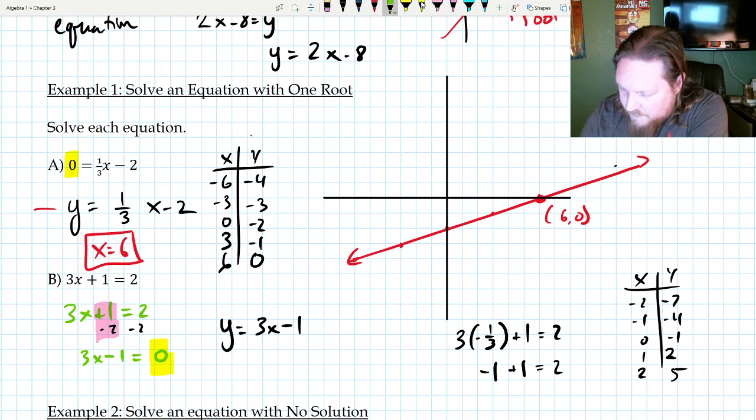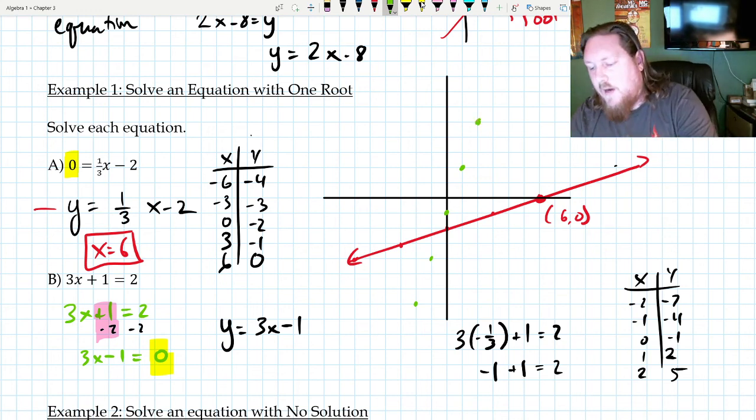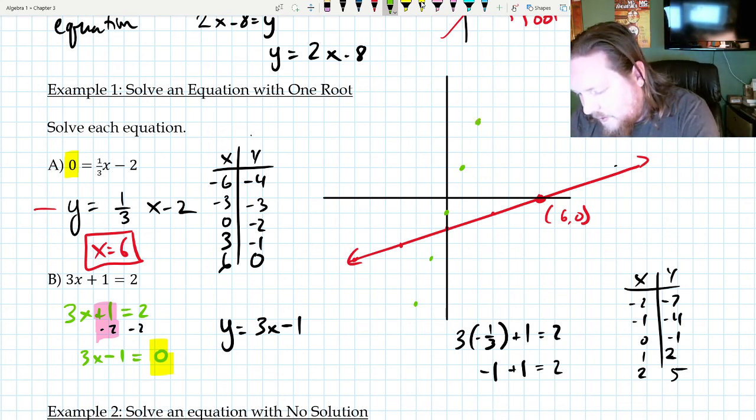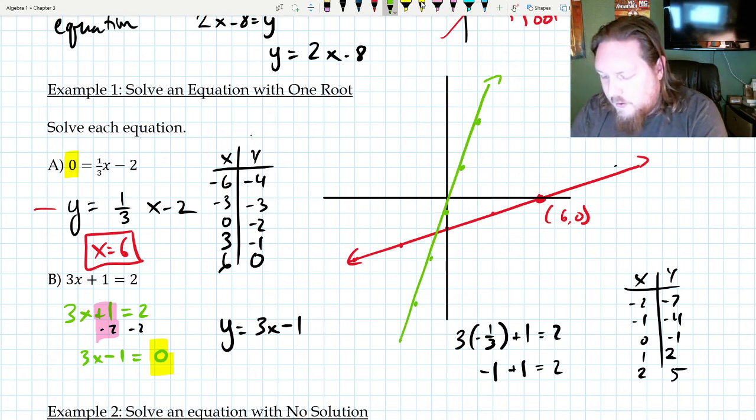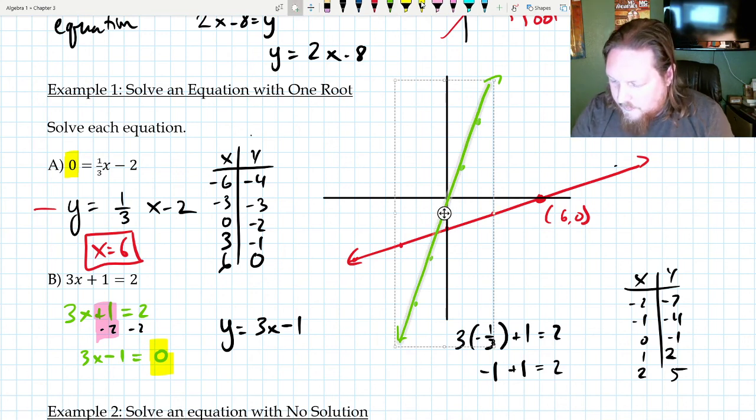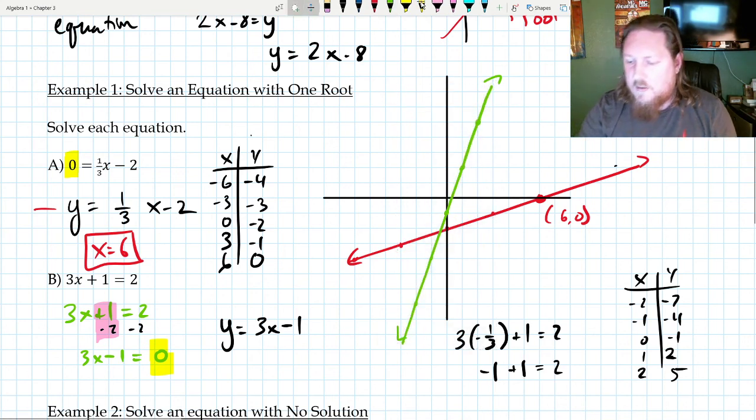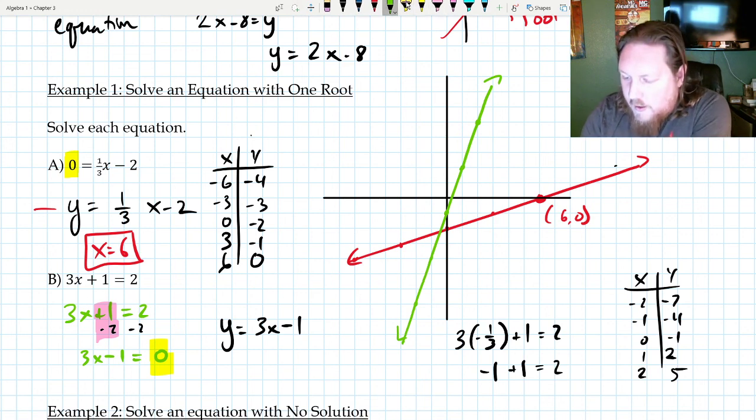Negative 2, negative 7, so that's 3. That's 6, that's negative 7. Negative 1 goes to negative 4. 0 goes to negative 1. 1 goes to 2. And 2 goes to 5. So there we go. Now we've got our axes, or our graph here, done properly with the correct equation. Again, I made the little mistake of making it a little bit too high. That's pretty easy to fix for me. All right. Now, that looks like the actual root there.